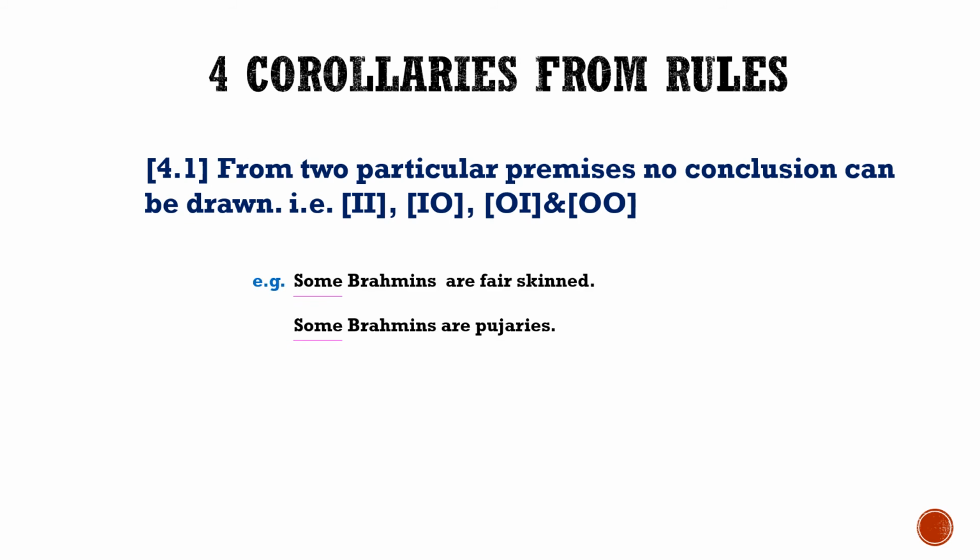Some Brahmins are fair-skinned, some Brahmins are pujaris. Both these premises are particular propositions. The first is having some in it, so it's an I proposition. Second also is having some in it, so it's an I proposition. Both are particular propositions, so no conclusion can be drawn from it.